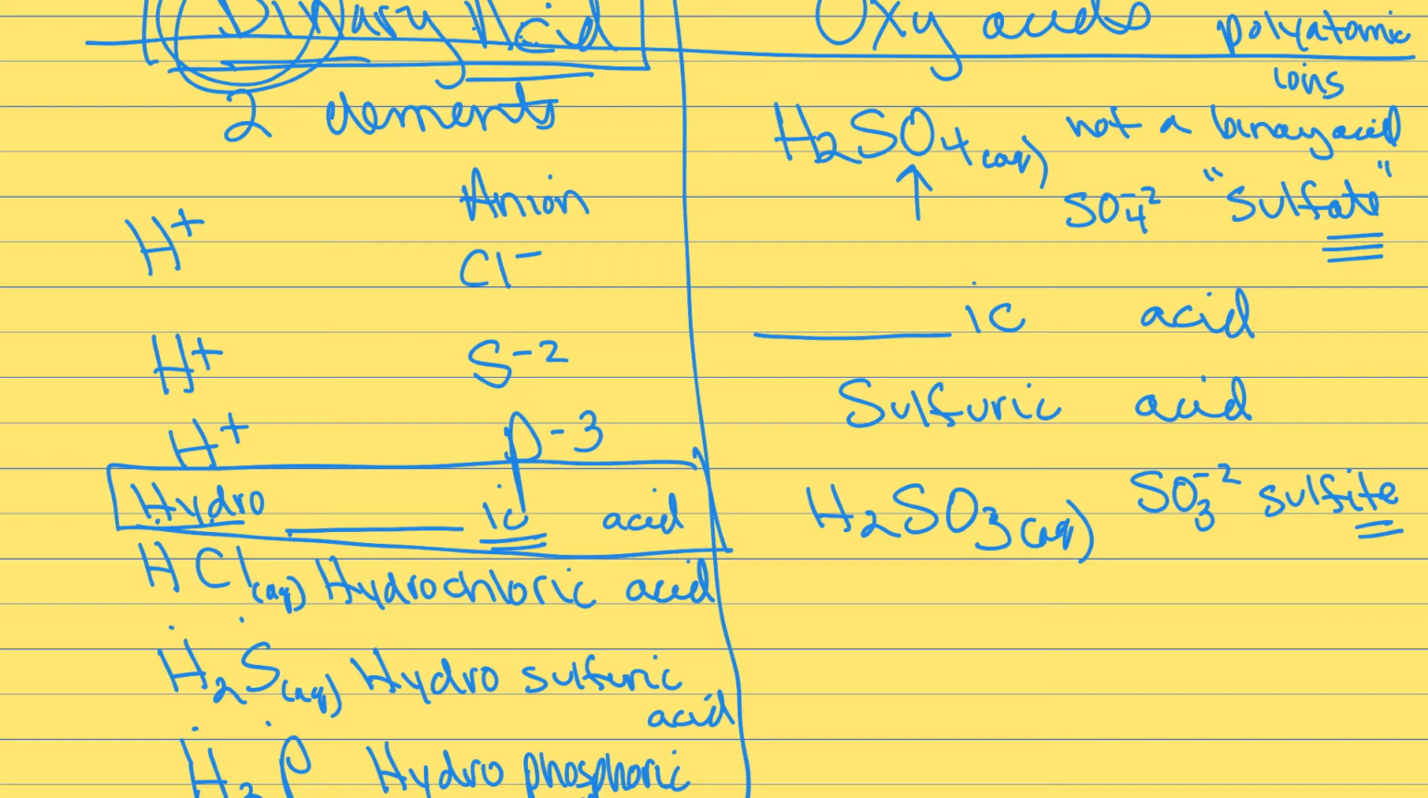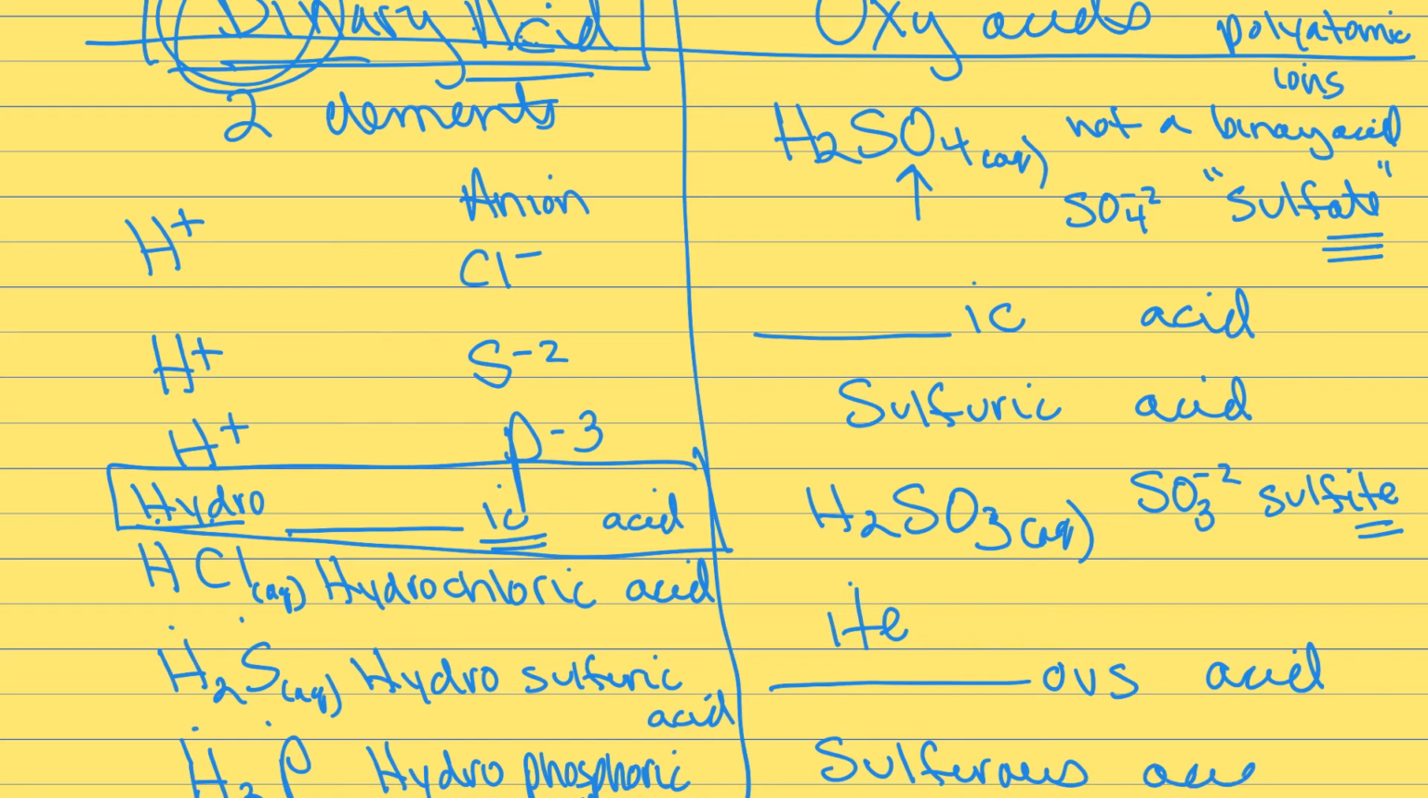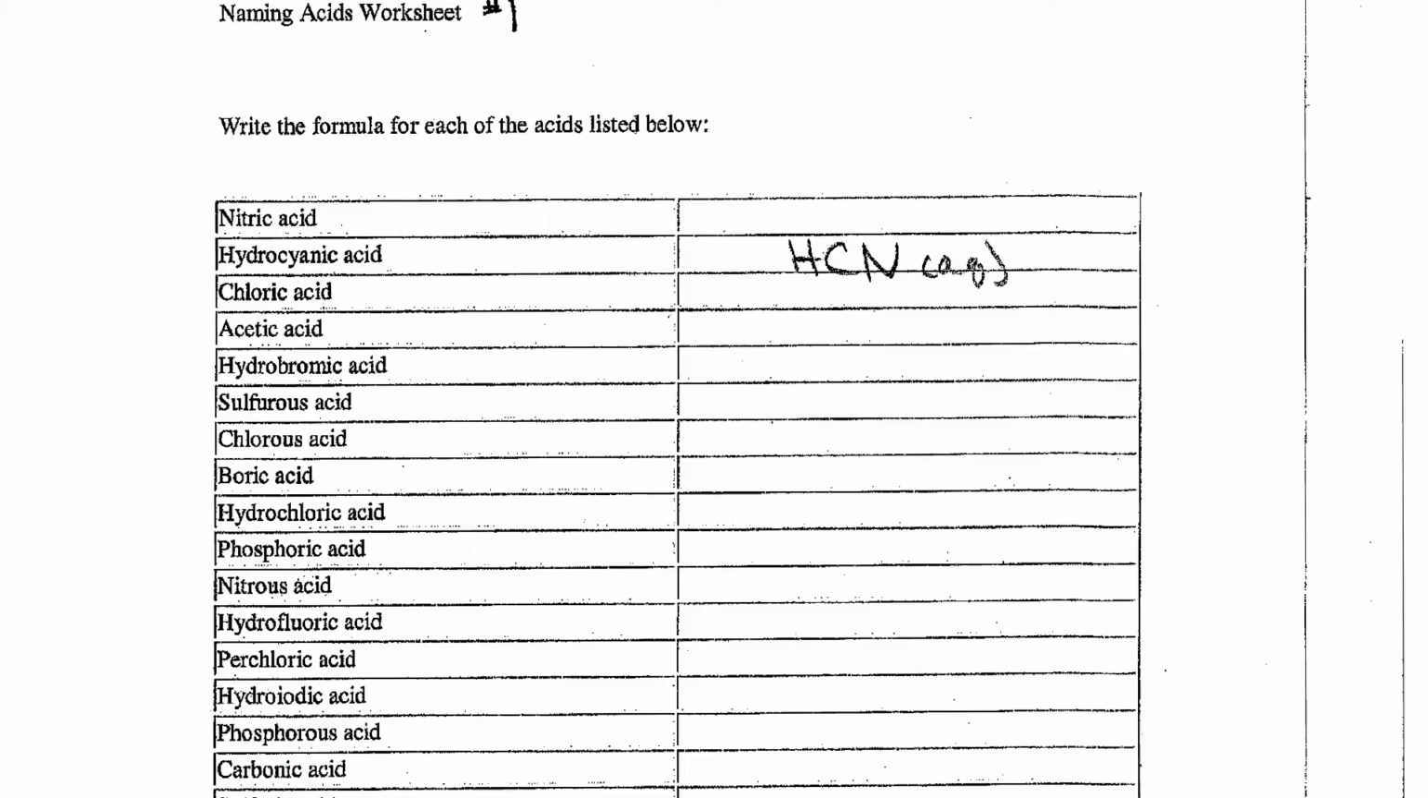Well, if it's an ite polyatomic ion, we say the name of the polyatomic ion and we use the suffix ous acid. So if it's an ite, we say ous. And so this is sulfurous acid. Okay? So let's do a couple of these and see if you guys can get the hang of it. So for all of these, I need to write the formula. All right?